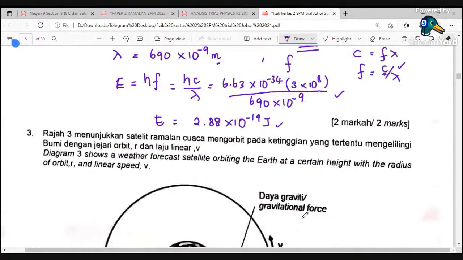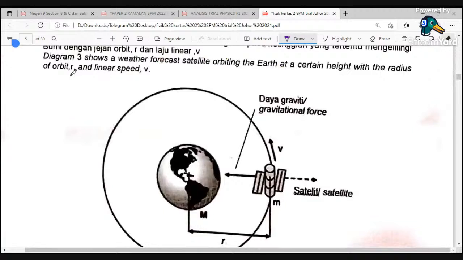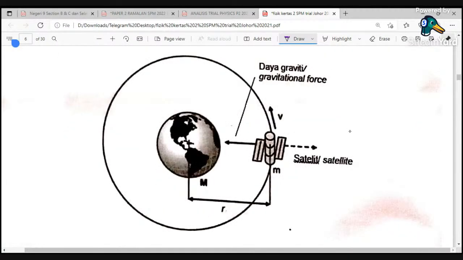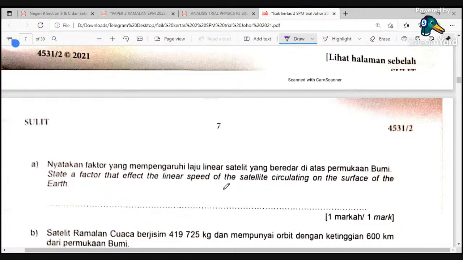Unit mesti betul. Okay, number 3, diagram 3 shows a weather forecast satellite orbiting the Earth at a certain height with the radius of orbit r and linear speed v. Okay, this is the orbit between the center of the Earth and the satellite, and this is the linear speed or orbital speed also can. A, state the factor that affect linear speed of satellite circulating on the surface of the Earth.